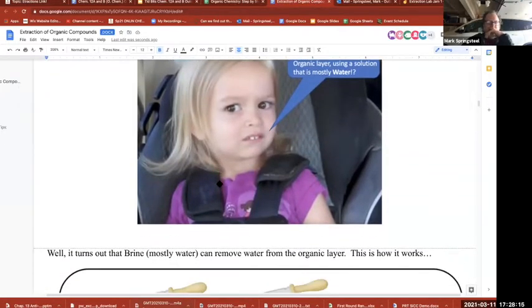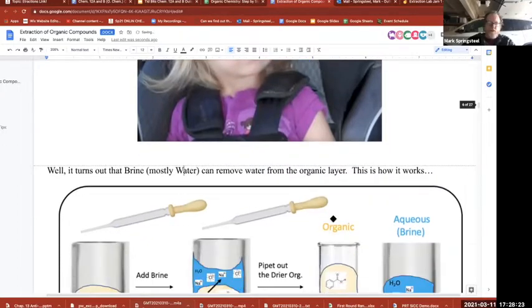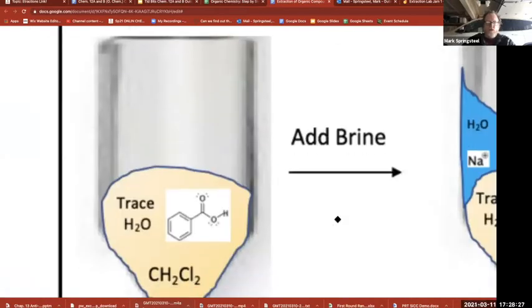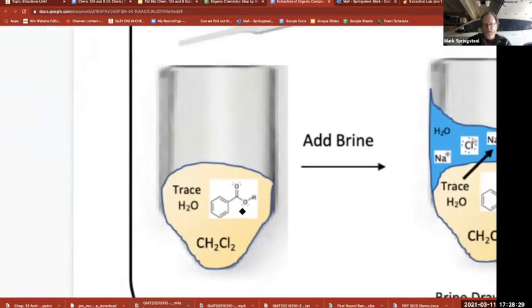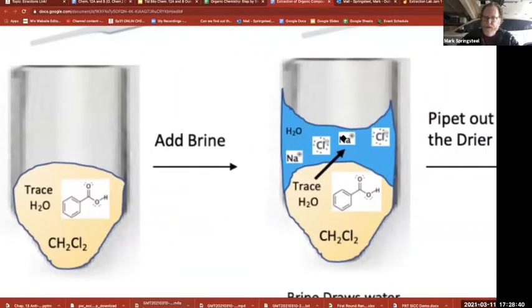Okay, so it turns out that brine, mostly water, can remove water from the organic layer. And this is how it works. So, let me zoom in. When you have your organic layer with trace amounts of water in it, just a little bit of water dissolved in it, and some water that's not dissolved, you'll see little beads of water in here. When you add your brine, it'll be on the top layer, and my meniscuses look good now, huh?